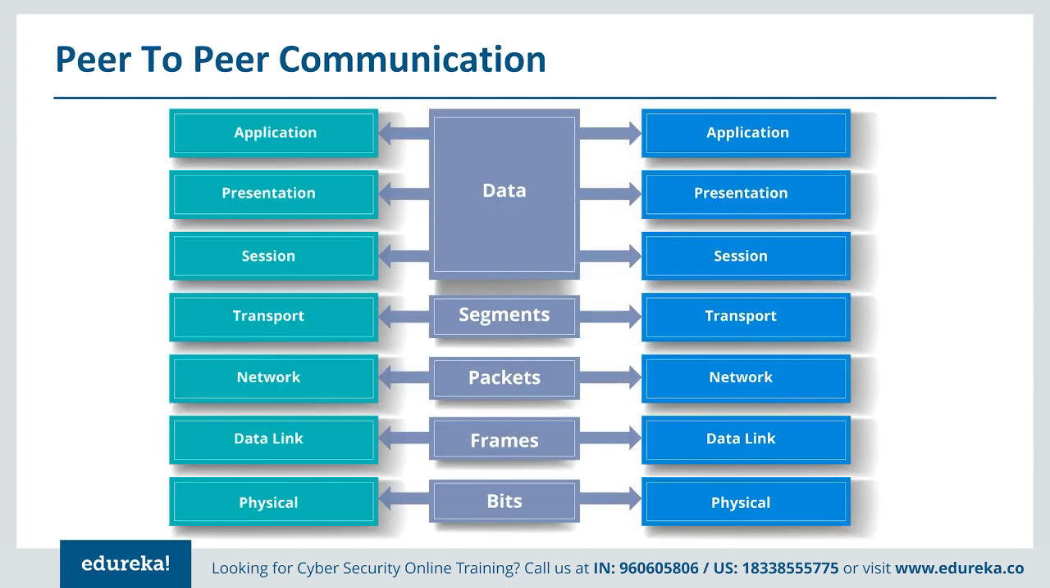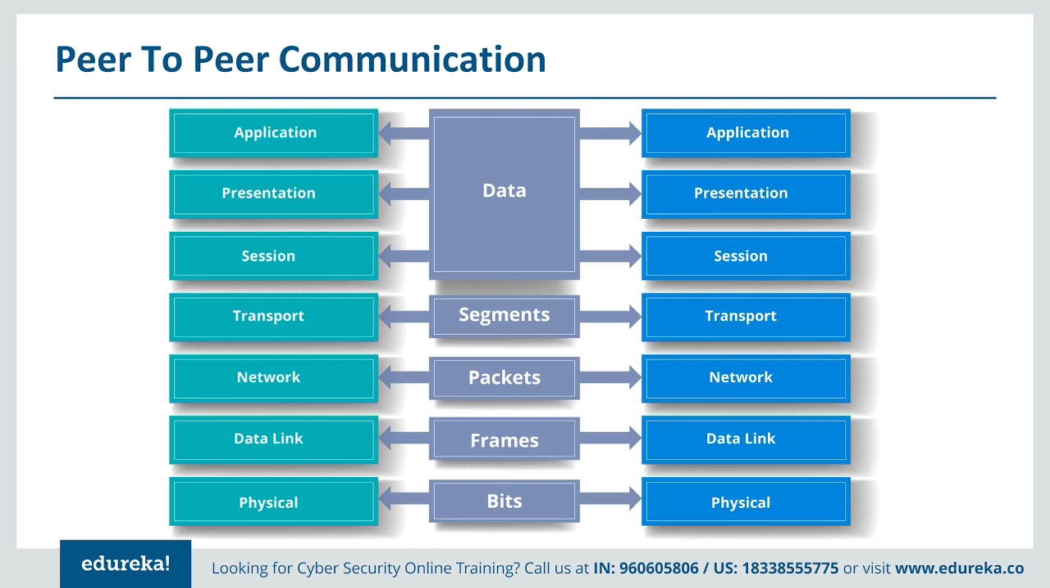This is the same way peer-to-peer communication works. The physical layer can understand the physical layer. The data link layer can understand the data link layer, but the word is frames. The data link layer can only read and understand frames. The network layer is for packets, and the transport layer is for segments. And the top 3 layers are considered as data. This is the OSI model.